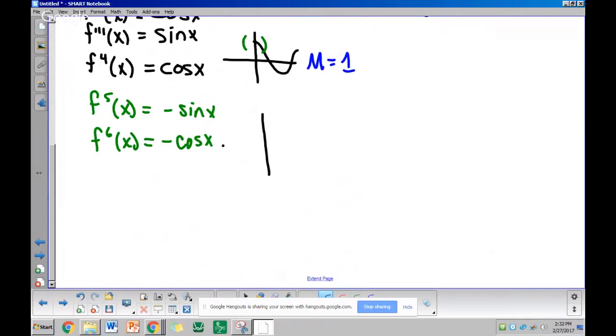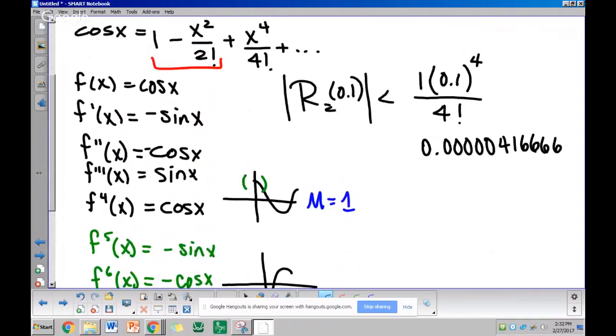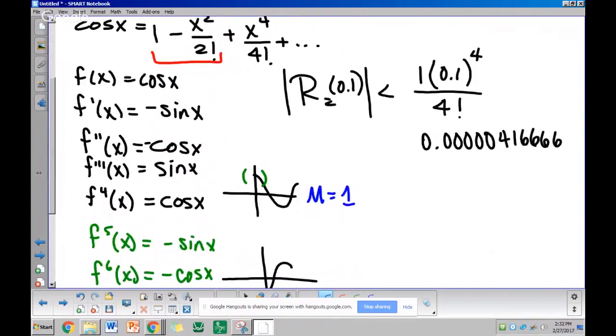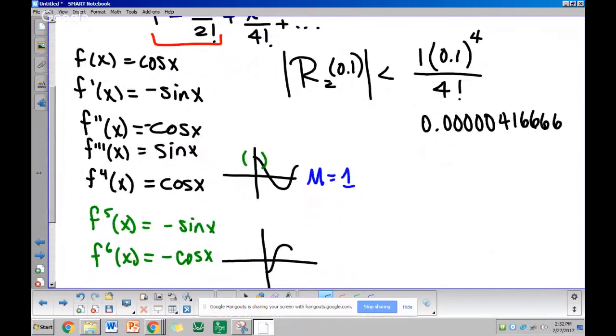And so let's look at that graph. That's going to be negative 1, but this is absolute value. Right, so it'll be 1. This is absolute value up here. I just didn't do it because it was positive here anyway, but it would be absolute value. So you use 1 again, and then it would be 0.1 to the 6th over 6 factorial.